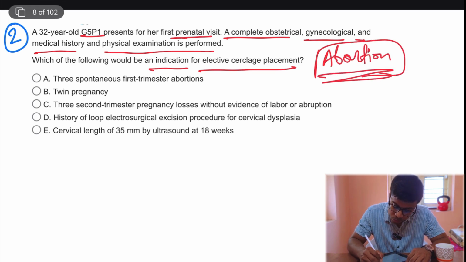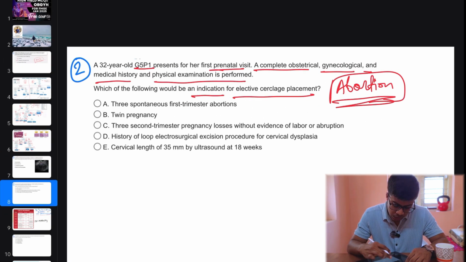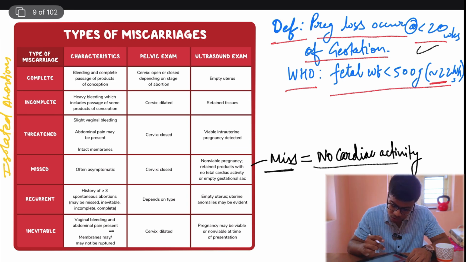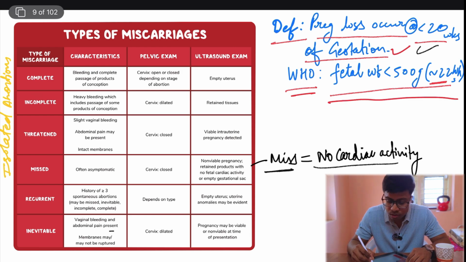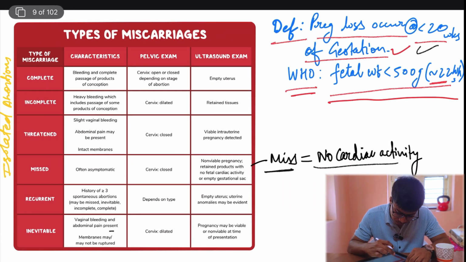So in this case we have to first learn the abortion types. Abortion types are very important to learn to solve this question, because without the definition of abortion you can't solve this question. So let's move on to this table. We have types of miscarriage or abortions. Pregnancy loss occurring at less than 20 weeks of gestation is abortion, and WHO says fetal weight less than 500 gram, nearly 22 weeks. Now let's come to the types. We have 6 types. First, complete.